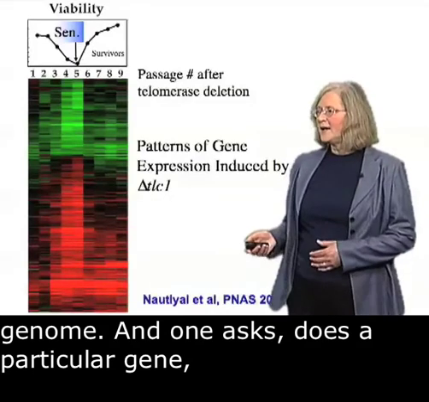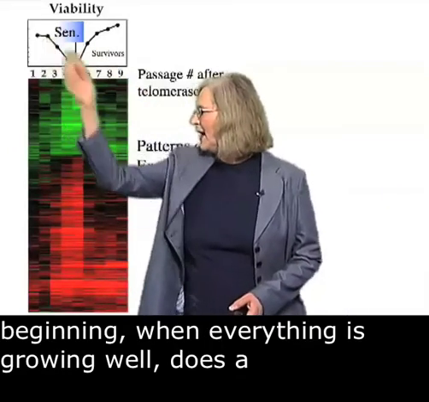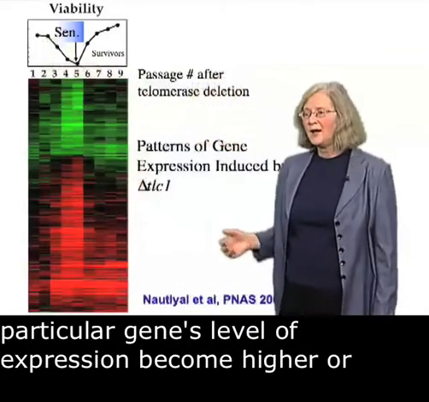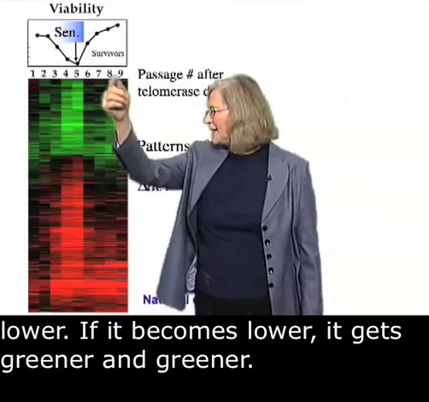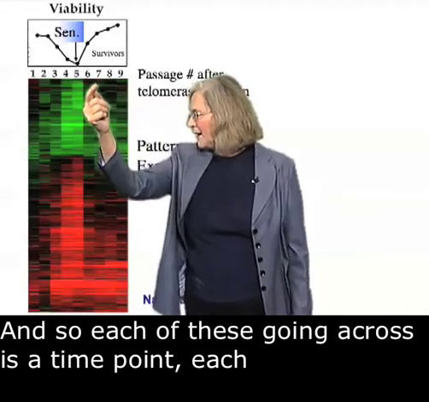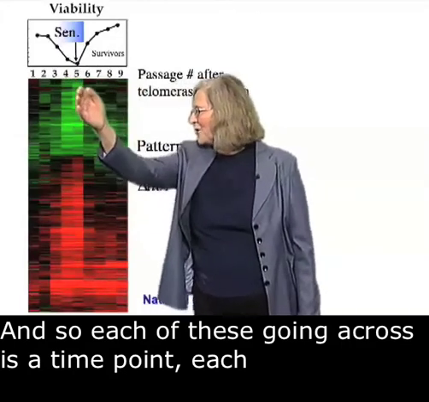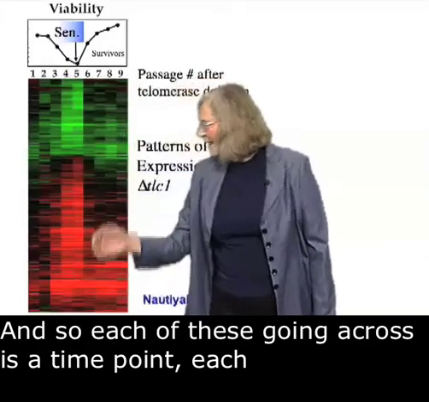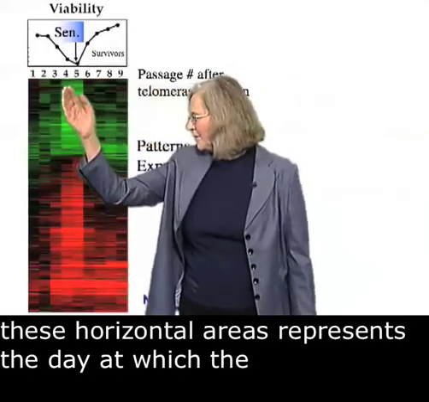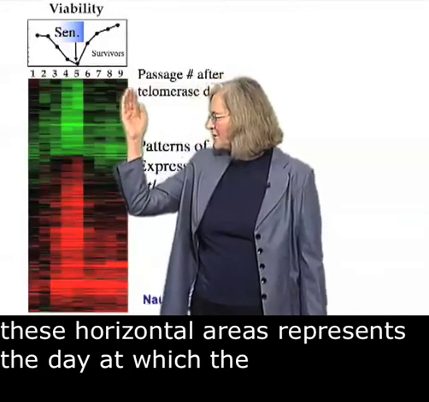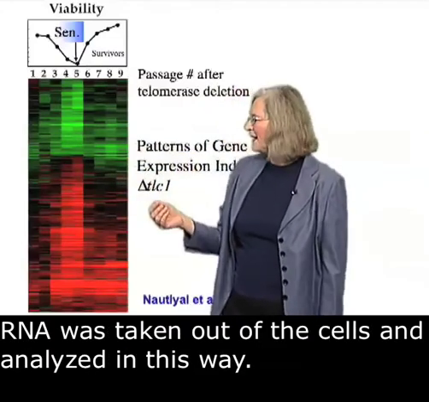And one asks, does a particular gene, compared with a reference, which is right at the beginning when everything is growing well, does a particular gene's level of expression become higher or lower? If it becomes lower, it gets greener and greener. Each of these going across is one gene. Going across is a time point. Each line in the column represents a single gene, and each of these horizontal areas represents the day in which the RNA was taken out of the cells and analyzed in this way.